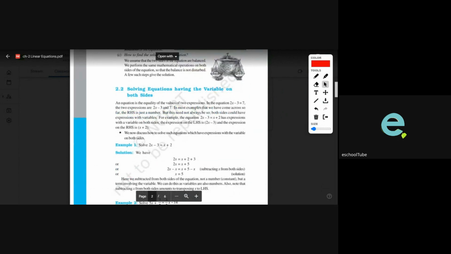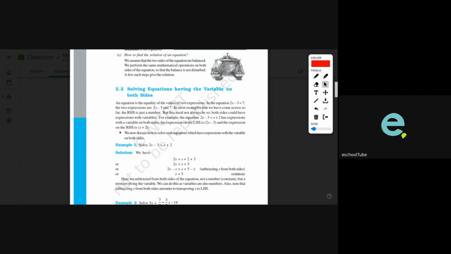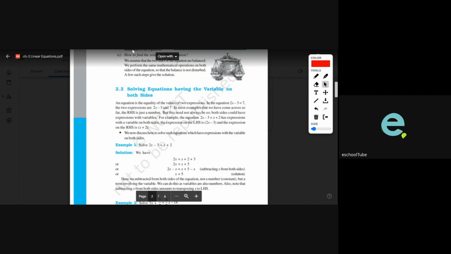Now we have done solution of an equation in smaller classes. In 6th and 7th we did solving equations. For example, I hope you remember 2x plus 3 is equal to 5. Find x.